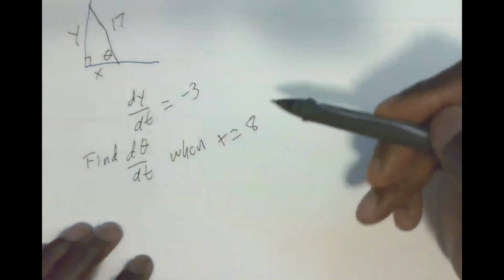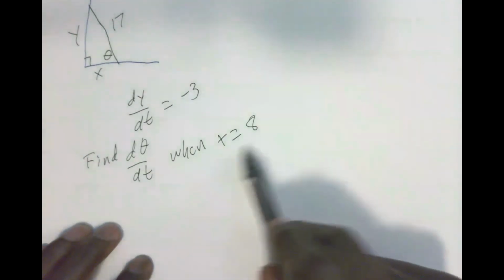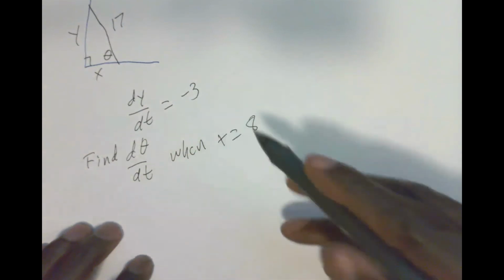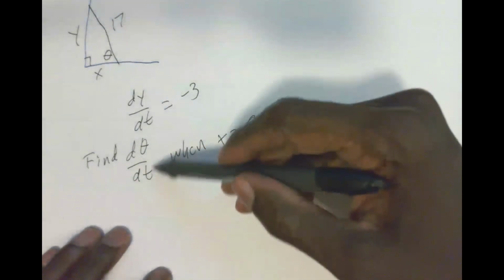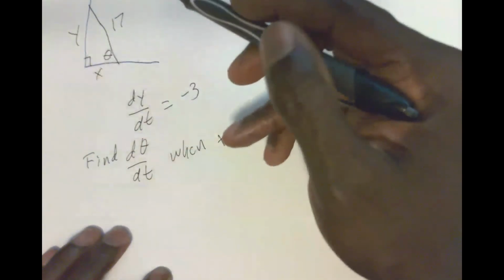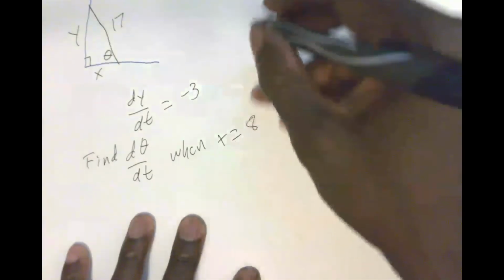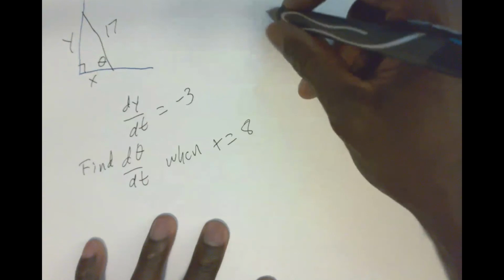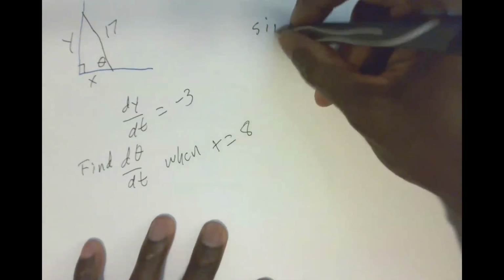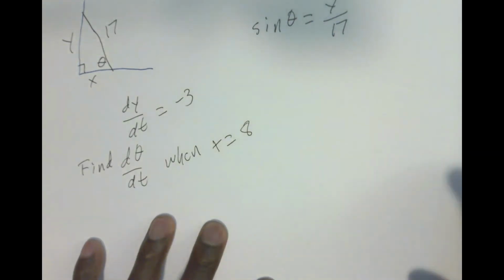So we have a rate for y, we have a rate for theta, and we have a length for x. So we need to find a way to relate all these things. Primarily I'm looking at relating my rates. To relate y to theta, this is the right triangle, so sine theta seems like a good relationship because sine is opposite over hypotenuse. We can say that sine theta is y over 17.